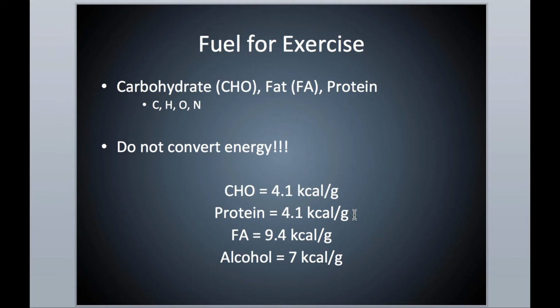Now, another thing that I do like to point out is that we don't convert energy, even though that term is used a lot of times. We don't convert anything into energy or pure energy, because that would be the E=mc² deal with Einstein, and we'd be walking nuclear warheads basically. So all we do is take those bonds in those structures, we cleave those bonds, and then we're able to transfer that energy from one form to another.